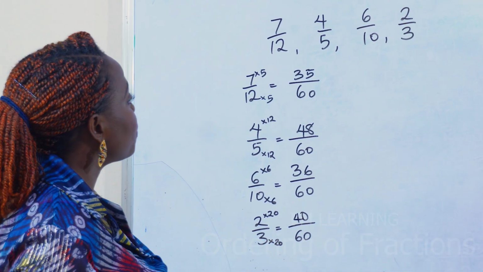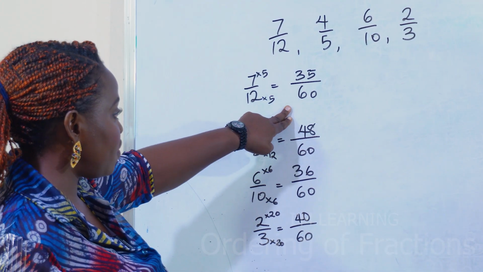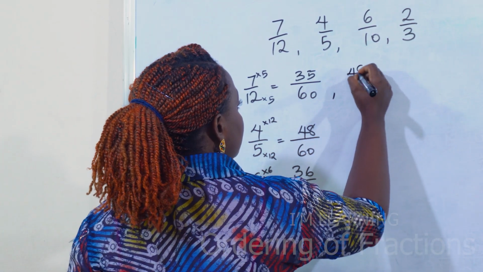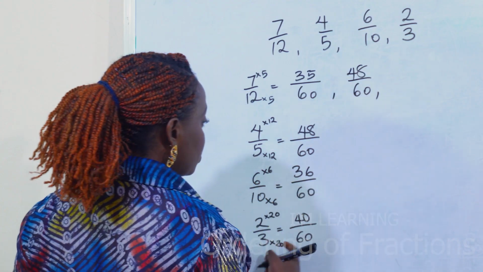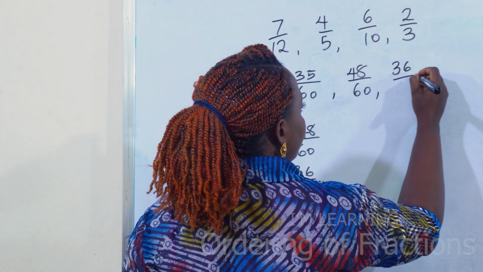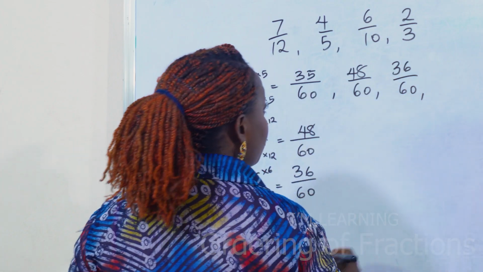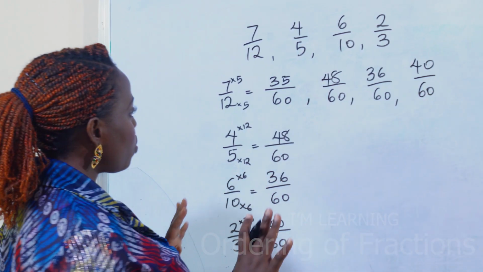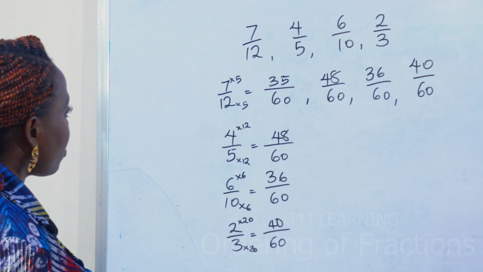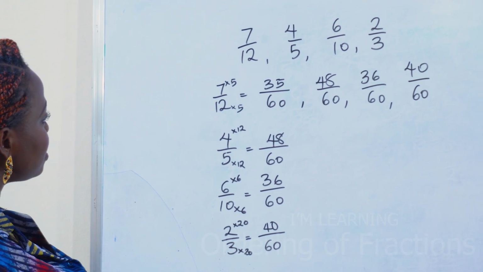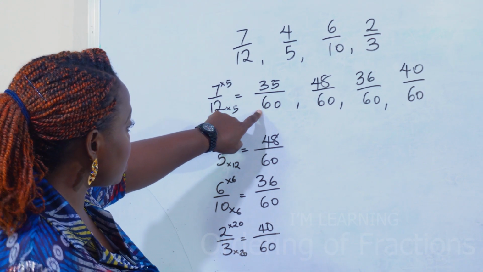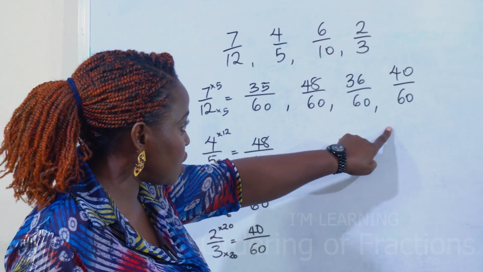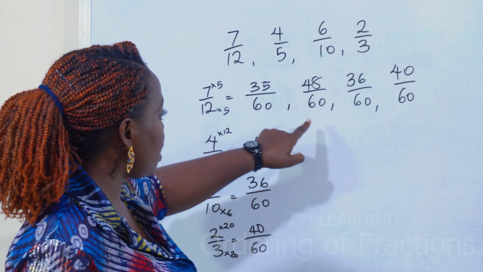So that means 7 over 12 is the same thing as 35 over 60. 4 over 5 is 48 over 60. 6 over 10 is 36 over 60. And 2 over 3 is 40 over 60. Now, straight away, looking at these fractions, we can instantly see that 35 over 60 is the smallest, followed by 36 over 60, then 40 over 60, and finally 48 over 60.